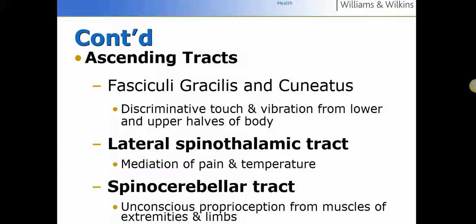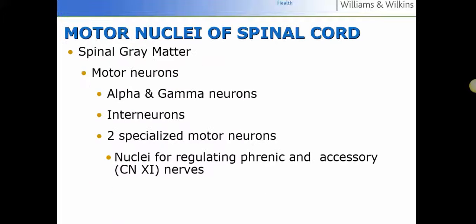And then you also have ascending tracts, which basically help you to perceive the senses. So you have fasciculi gracilis and cuneatus. They help in discriminative touch and vibration from the lower and upper halves of the body. And then you have the lateral spinothalamic tract, which helps in mediation of pain and temperature. And finally, you have the spinocerebellar tract. You know, cerebellum is all about posture and equilibrium, so definitely it has to communicate through the spinal cord, and it helps to perceive unconscious proprioception from muscles of extremities and limbs.